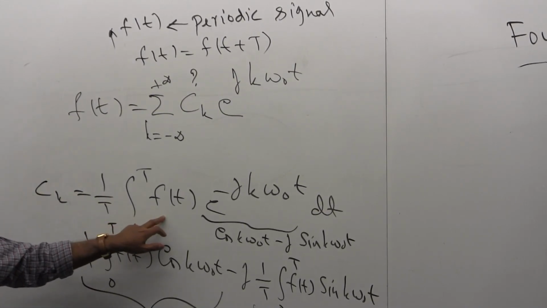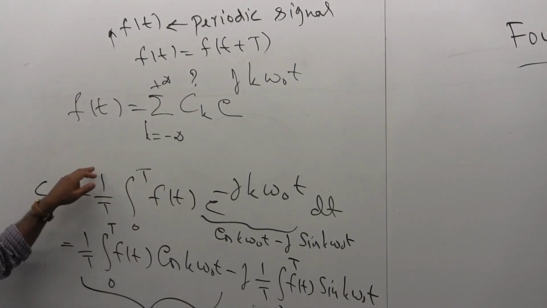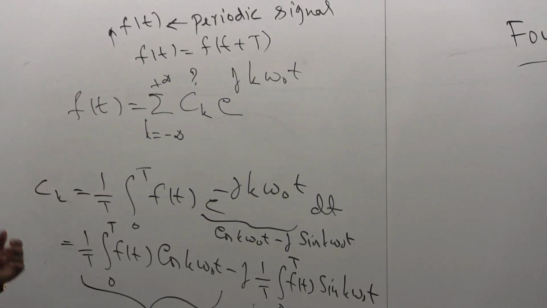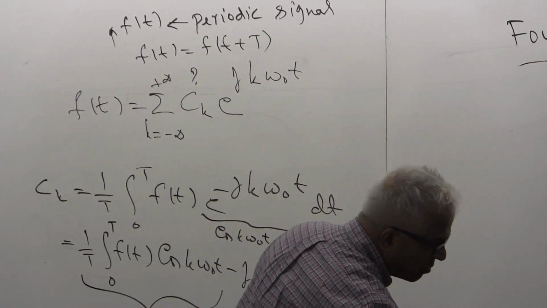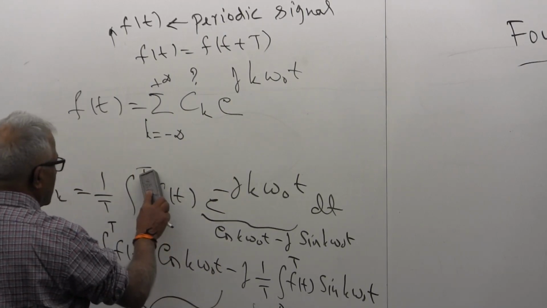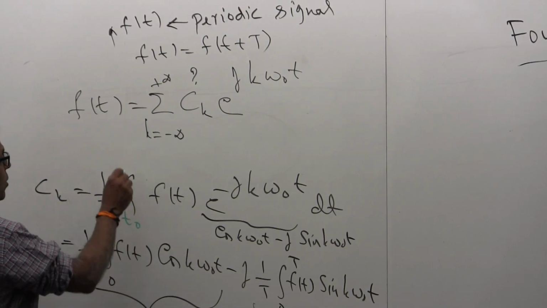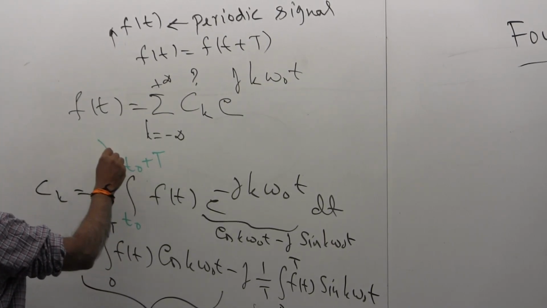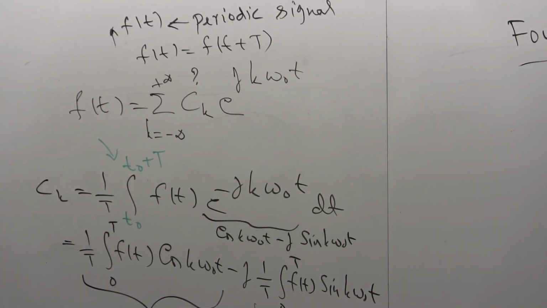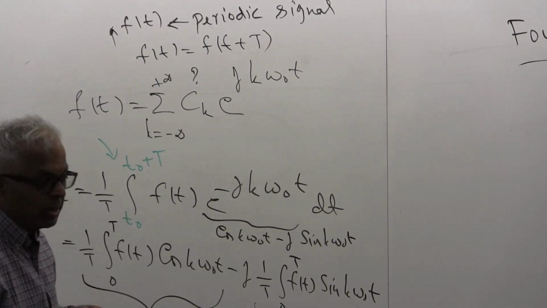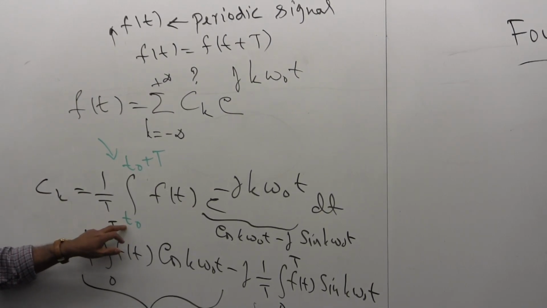So obviously ck depends on f(t). So you multiply by e raised to minus jk omega naught t and integrate over one period. Now, in the notes, I also show that to find the C naught, you can integrate over any duration. So this proof is there in the notes, but I'll probably do this next on Wednesday, when we come back day after tomorrow. I want to get to some material today. So if we put T naught equal to 0, it will be 0 to T.